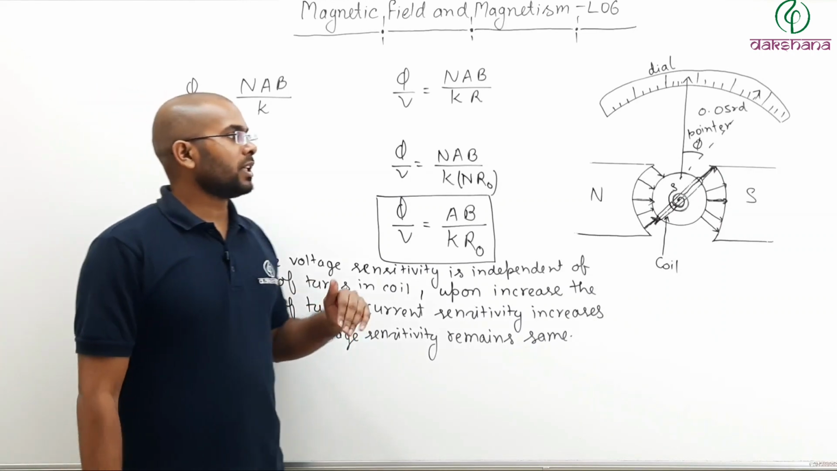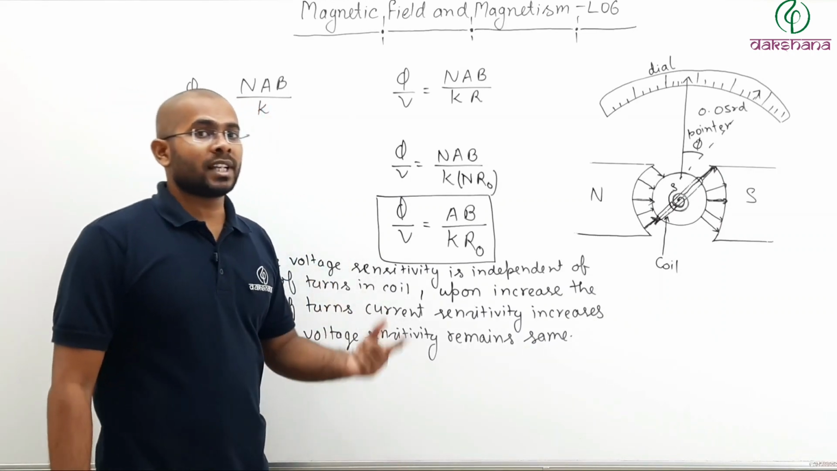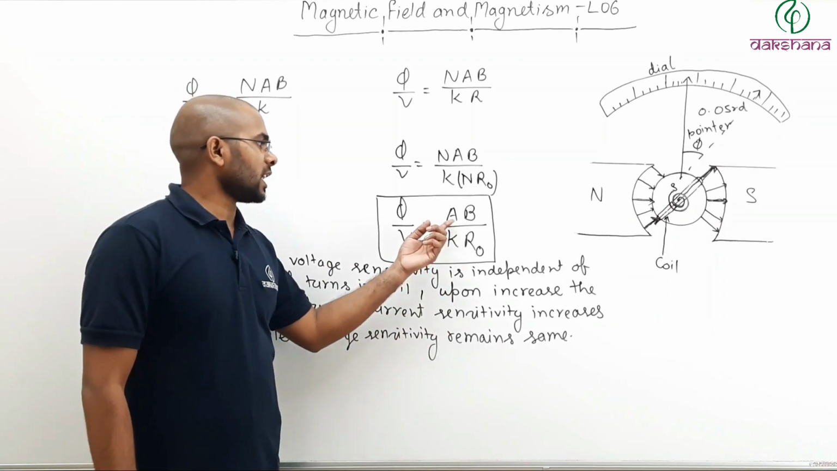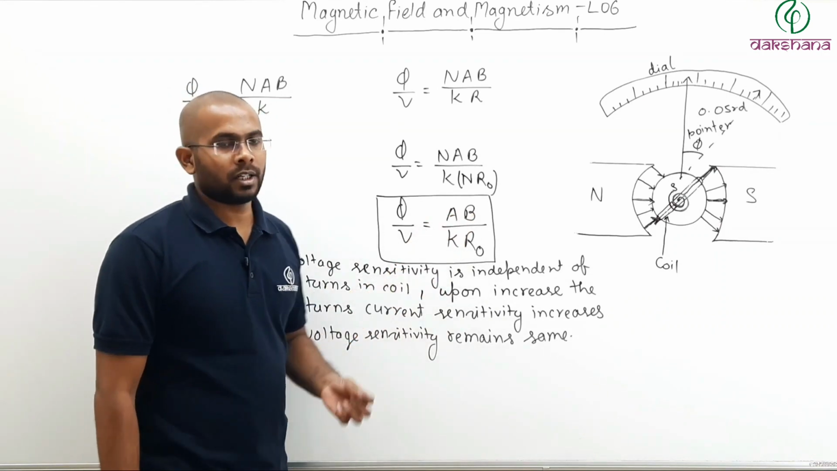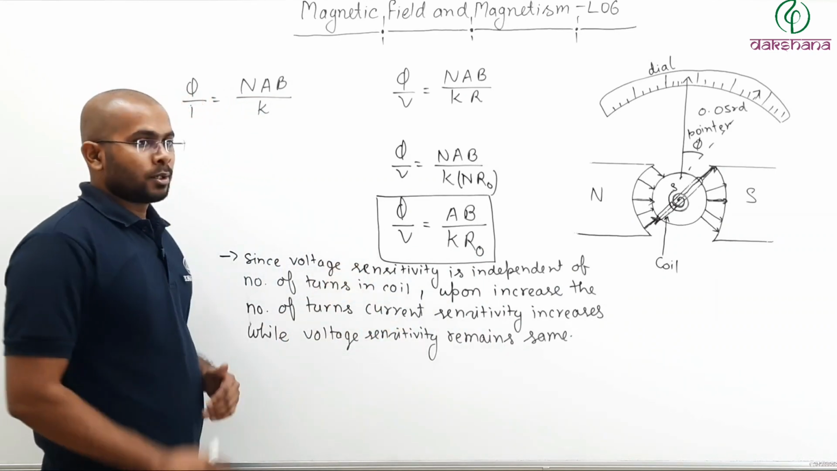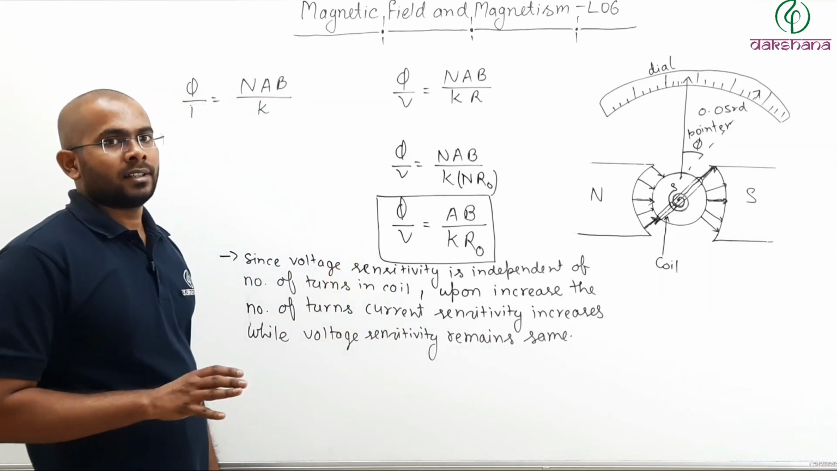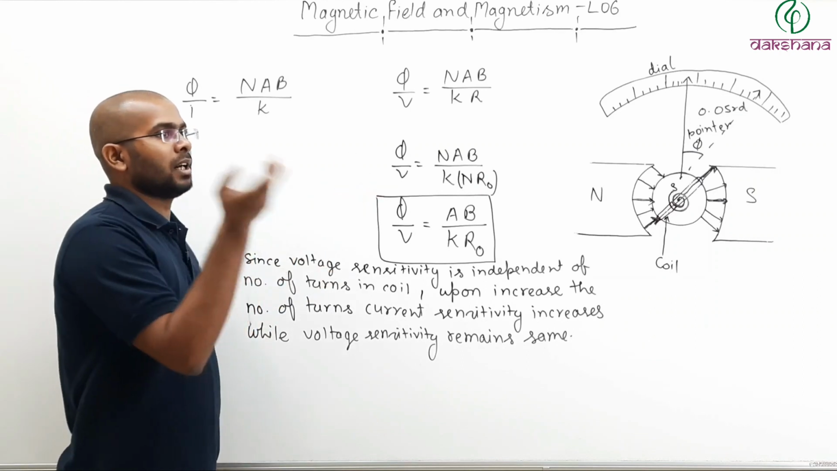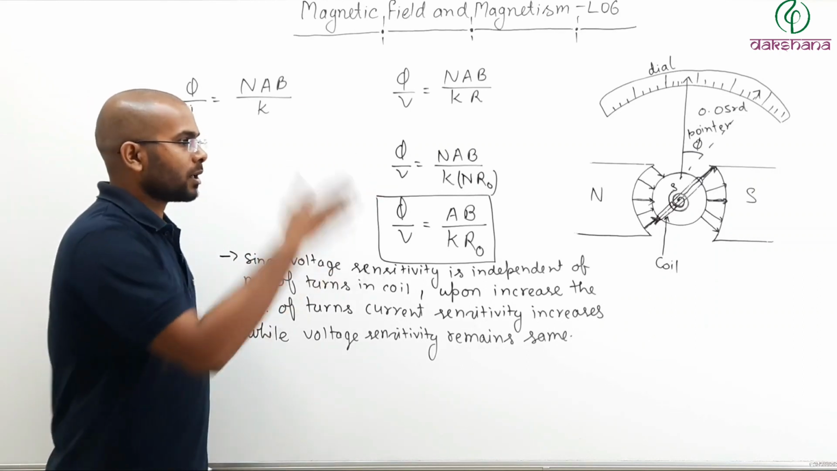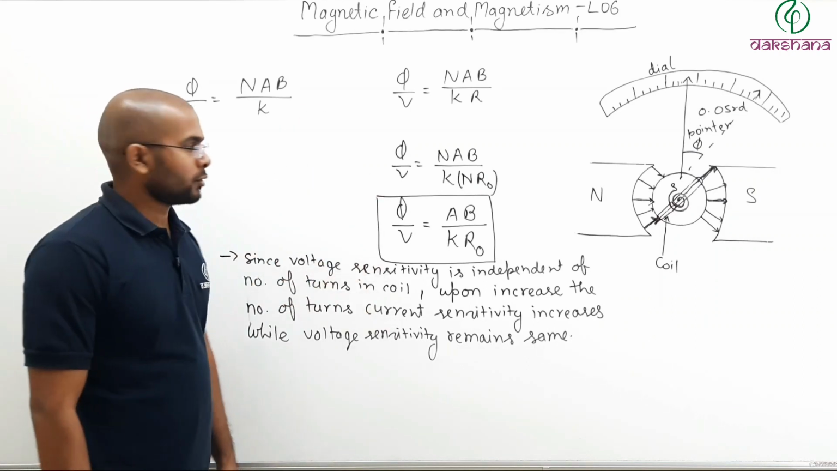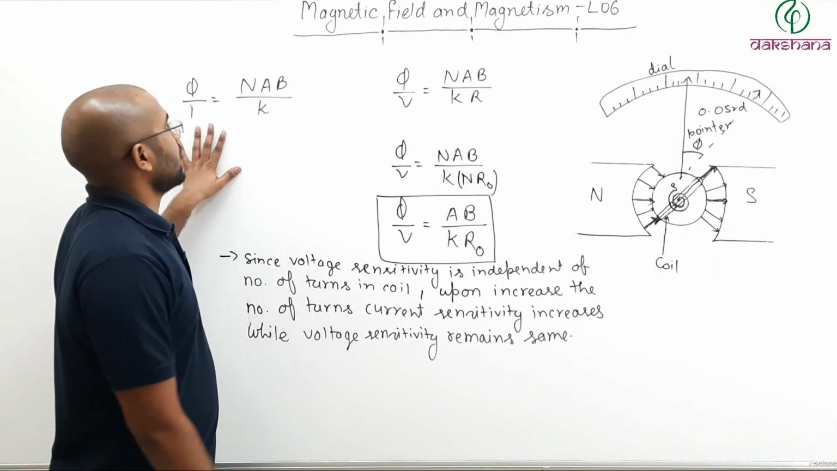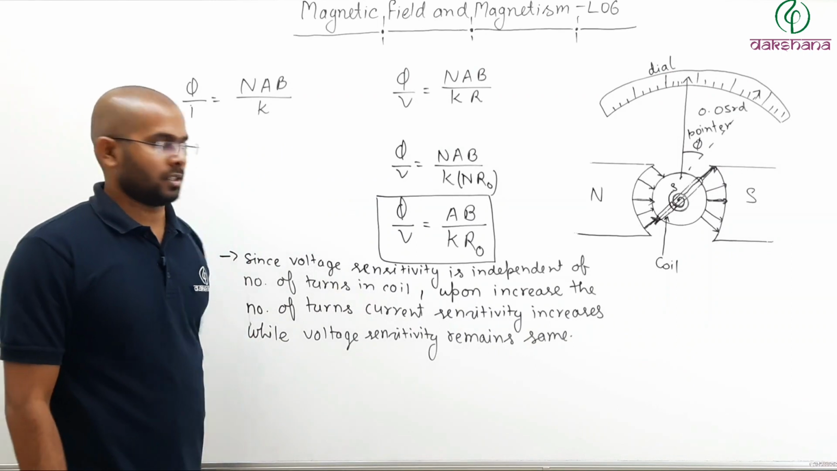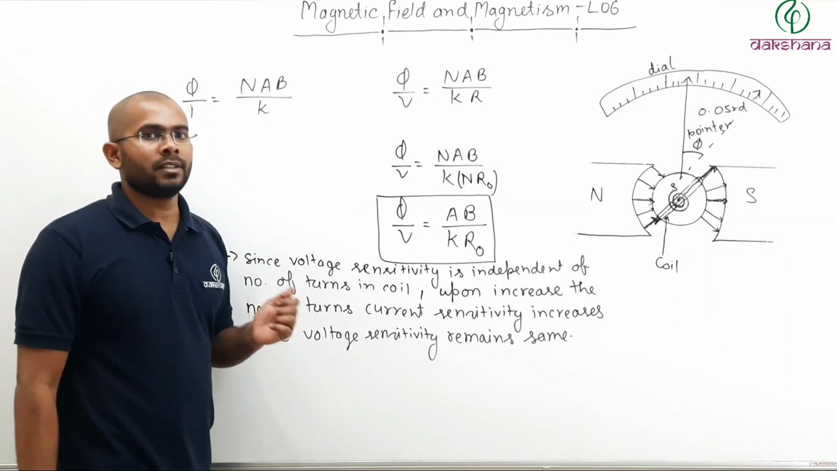So if you want to increase the voltage sensitivity, you will have to change either area or field or K or R naught. In that way you can change. So sometimes they ask that number of turns is doubled or tripled, then which of the following will not change? So your voltage sensitivity will not change while current sensitivity will change. You can pause the video and note it down.